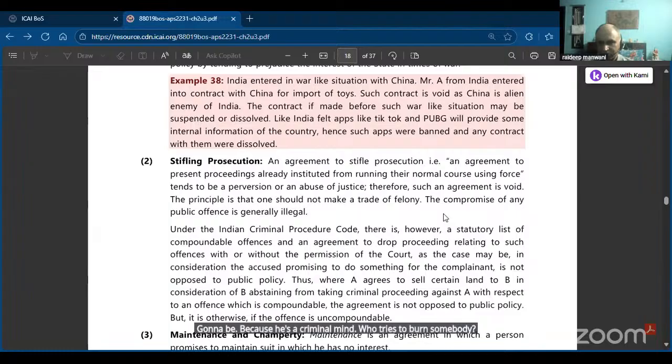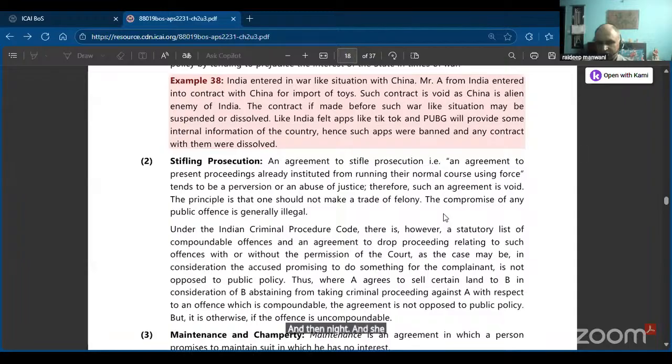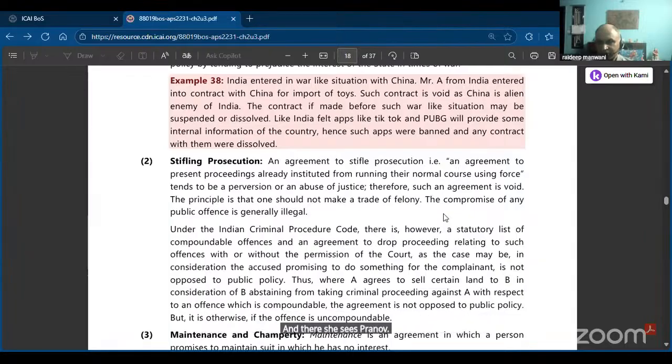Right or no? So that agreement, for example, let's say Prapti is going on the road in the dark, in the night, and somehow she feels giddy and stands near a lamppost. Behind the lamppost, she sees Pranav trying to murder Kushal.